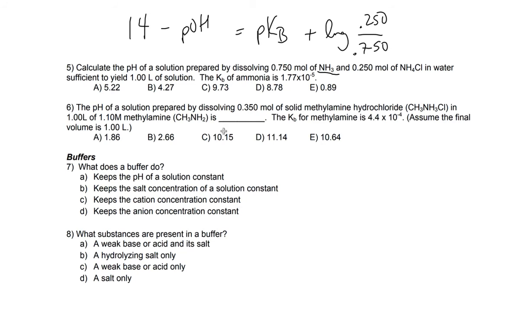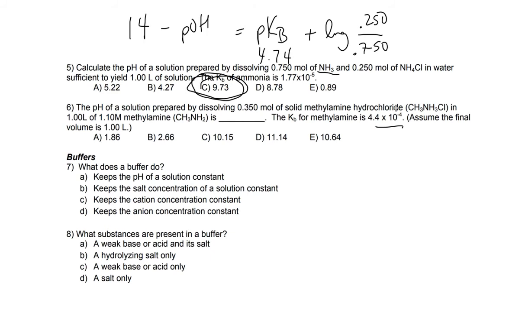My pKb is going to be 4.74. So then I pop it in my calculator, I go 0.250 divided by 0.750, log it, and I get negative 0.474. I'm going to add that to 4.74, and I get 4.26, but I have to subtract that from 14 because that's my pOH, and I get 9.73. Same thing, exact same thing for this calculation as well.